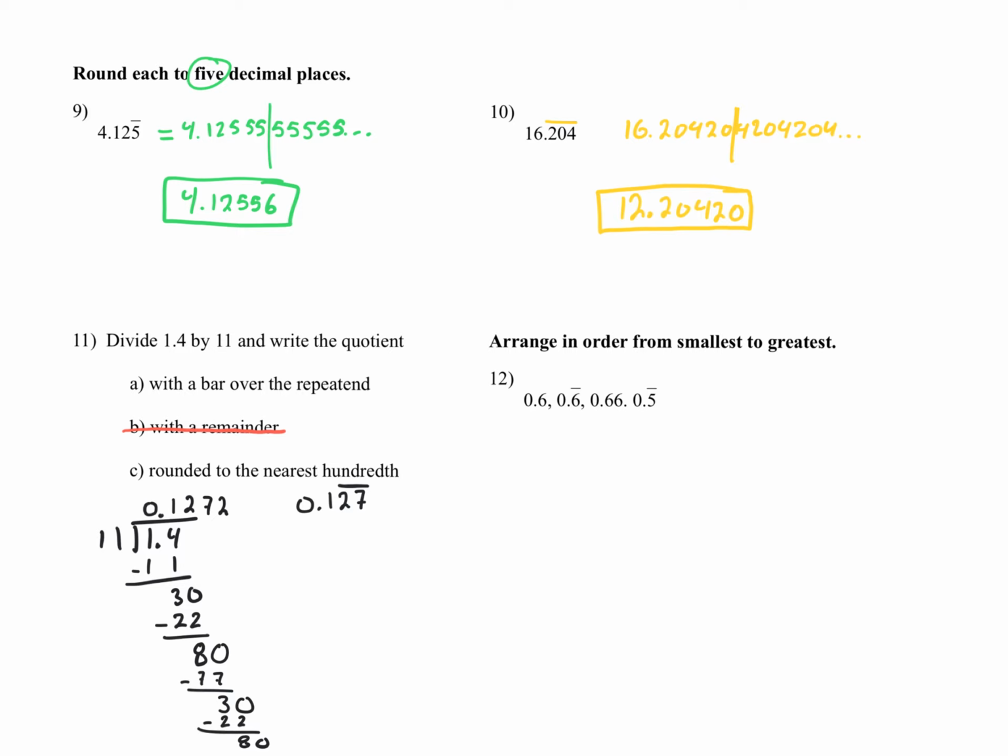For part C, it says round to the nearest hundredth. So remember, this goes tenths, hundredths, thousandths, etc. So I'm wanting to cut it off right here, at the nearest hundredth, or 2 decimal places. Again, since the 7 is 5 or larger, that means this is going to round up. So I guess I should say this is part A here. And for part C, it's going to be 0.13, because that 7 makes it round up.